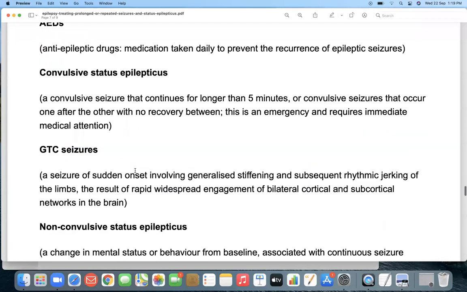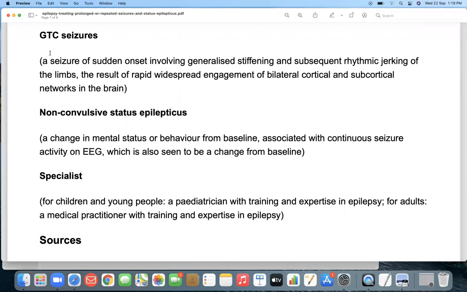They may ask about generalized tonic-clonic seizure: a seizure of sudden onset involving generalized stiffening and subsequent rhythmic jerking of the limbs, the result of rapid widespread engagement of bilateral cortical and subcortical networks in the brain. Okay. So we all know that there will be stiffening and sudden rhythmic jerking movements of all the limbs. And this will be due to the bilateral cortical and subcortical networks in the brain.